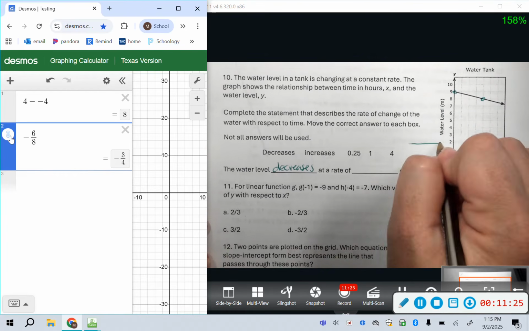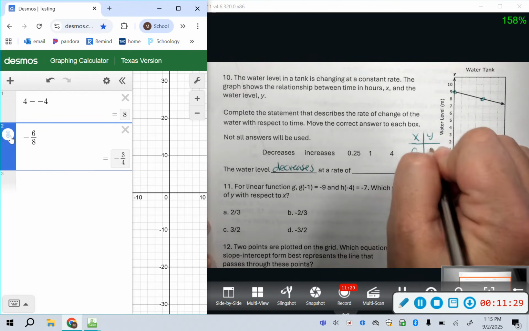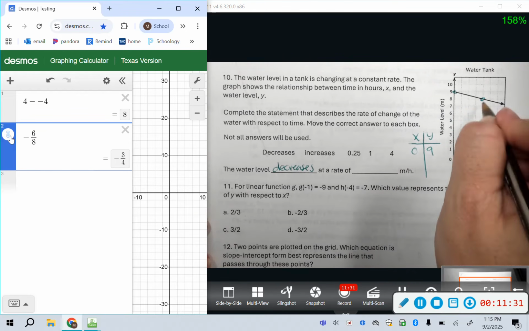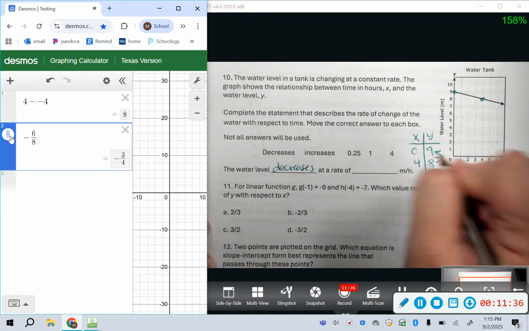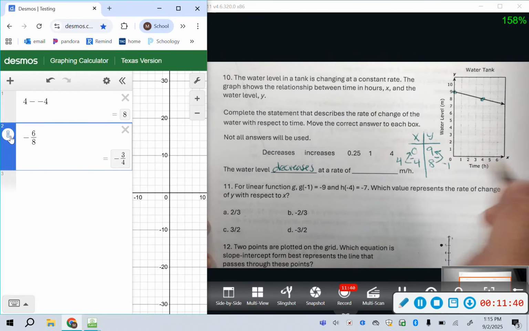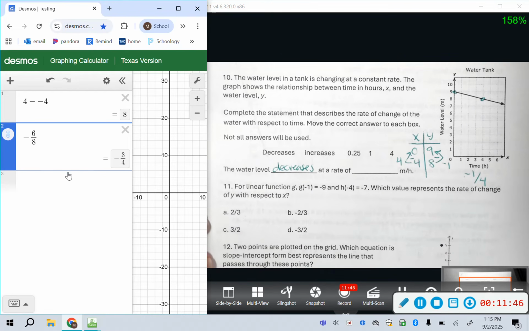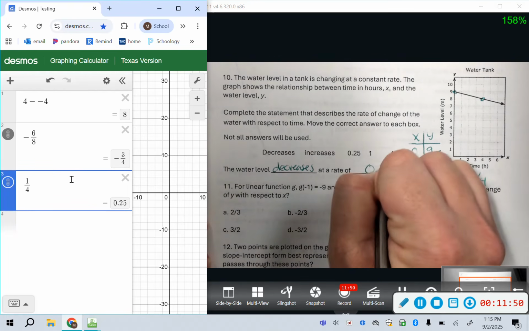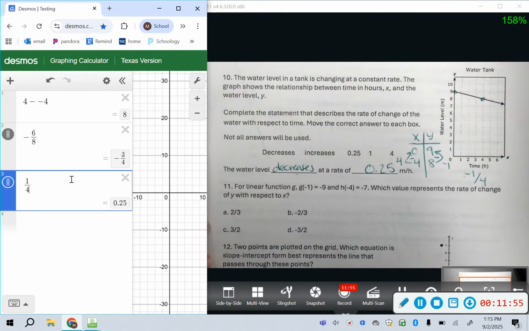So build a table. Again, you can use your calculator to double check your work. 0, 9, 4, 8. So 8 minus 9 is -1. 4 minus 0 is 4. So -1/4. Well, I said decreases, so that's where that negative comes from. And I don't see 1/4, so let's type it as a decimal because I have a decimal option, and that is my answer. So I don't have to put a negative here because I said decreases, and that's what represents that negative.